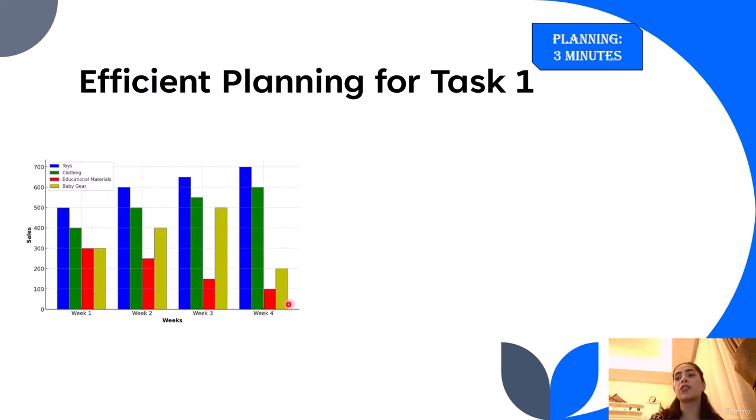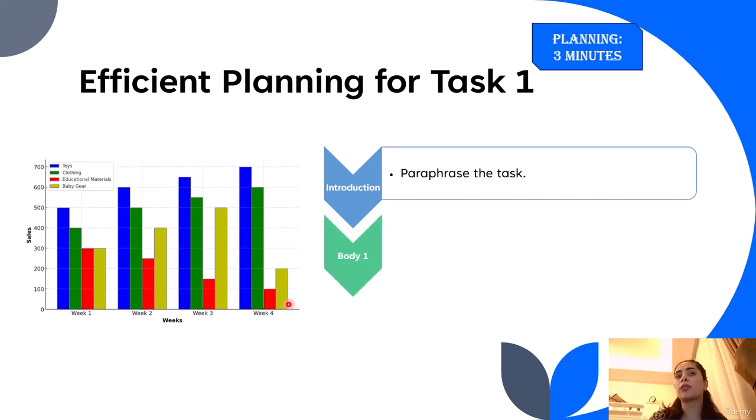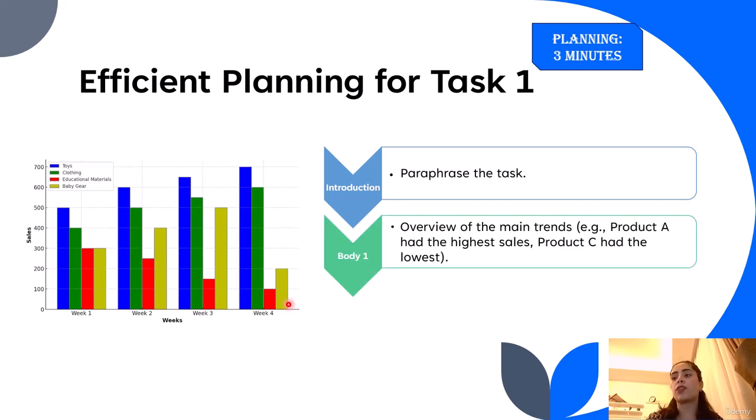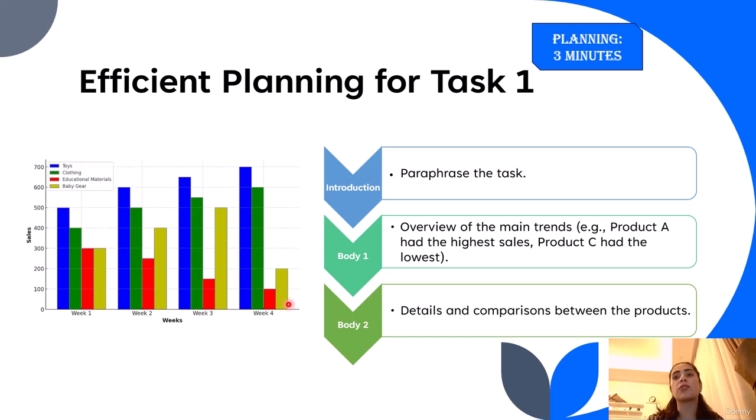Create a quick mental or written outline to guide your writing. Introduction: paraphrase the task. Body paragraph 1: overview of the main trends. For example, product A had the highest sales, product C had the lowest. Body paragraph 2: details and comparisons between the products. This simple outline will help keep your writing focused and prevent you from going off track.